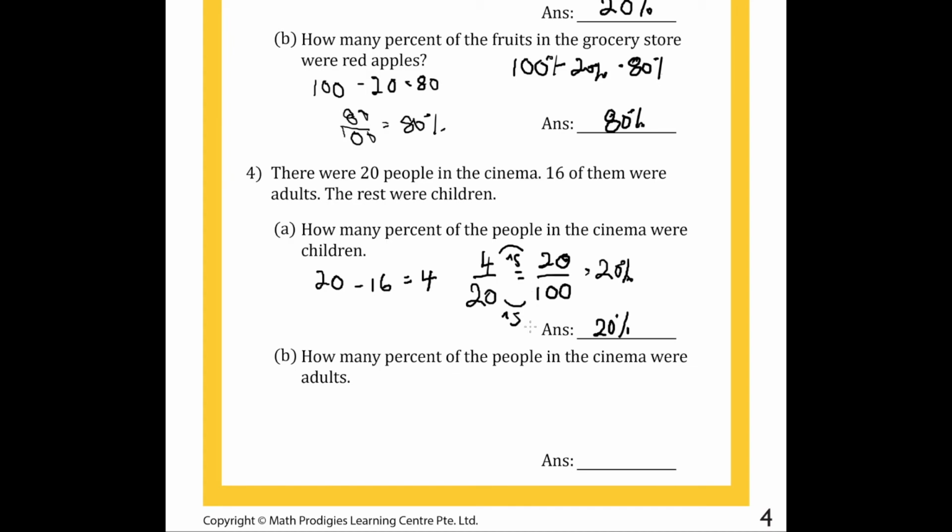Okay, part B. How many percent of the people in the cinema were adults? So as you already know from the previous example, if 20% of them were children, the rest must be adults. So 100% is total, right? So minus off the children, which is 20%, and that will give you how many percent? That's right, 80%, and that is the answer.